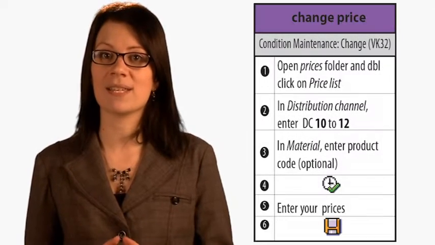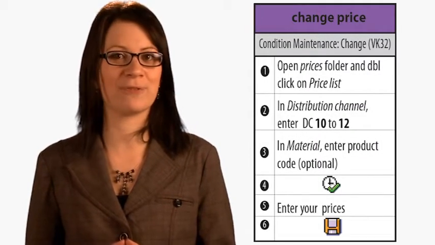By referring to the job aid, we can determine that condition maintenance is the transaction we need to change prices. When you run this, you will see a screen quite different from those seen so far. The job aid tells us that the first step we must do is to expand the prices folder and then find and execute the price list item.